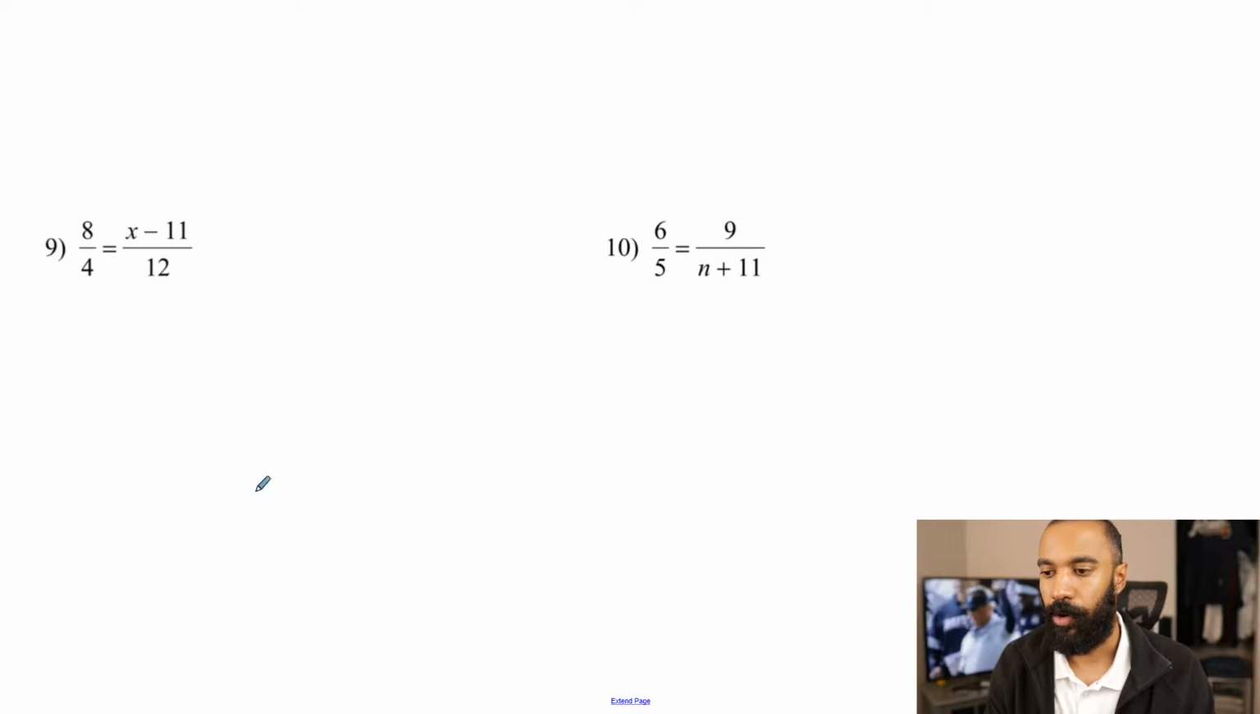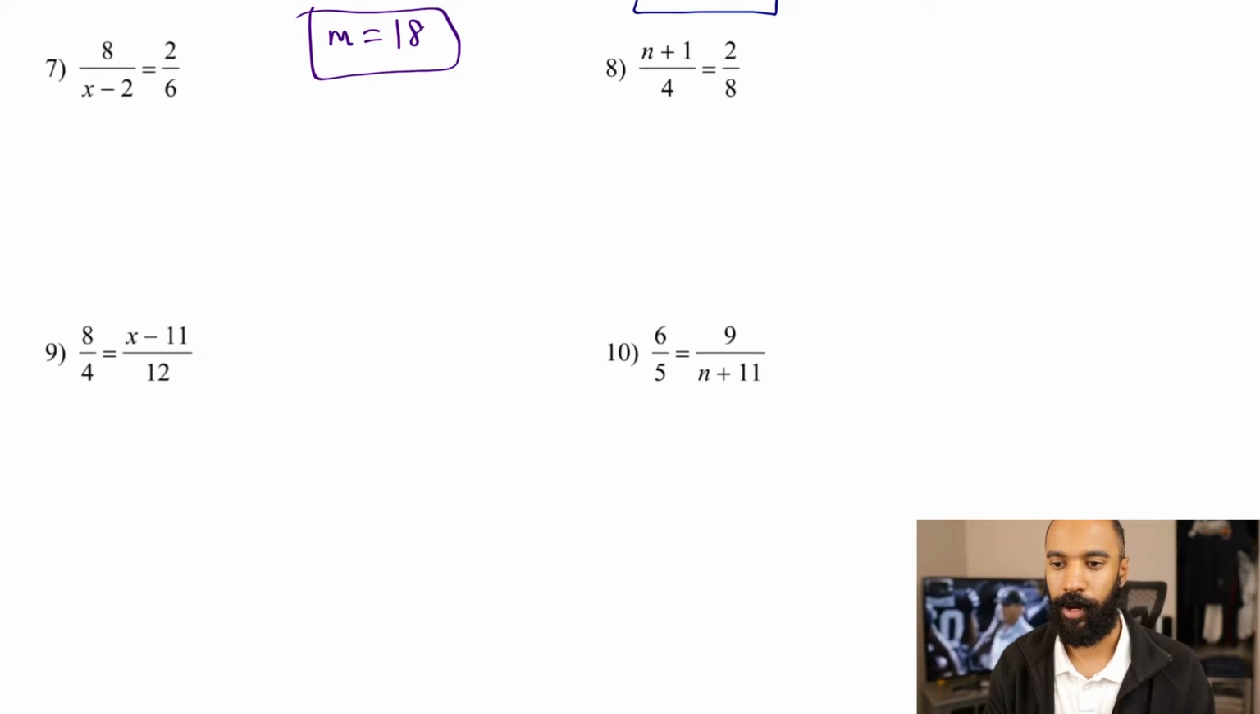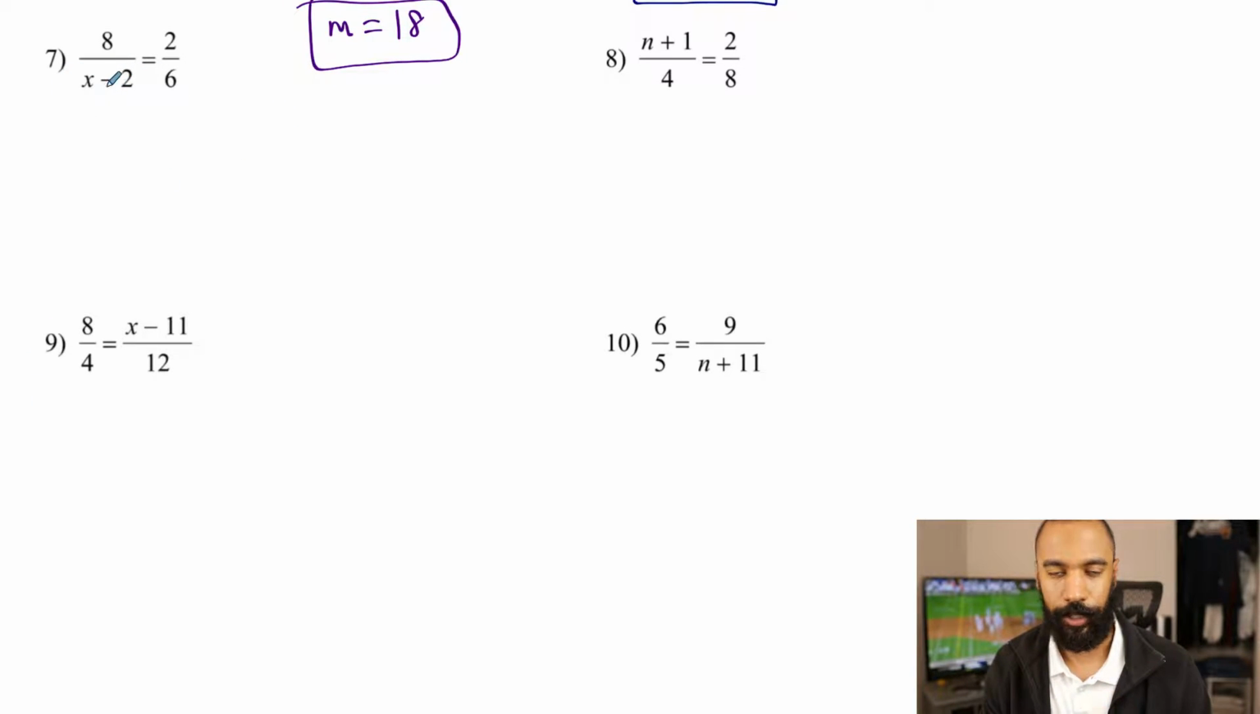Okay. All right, the last 4 problems here before I dive into the word problems on the next page all involve an extra quantity.